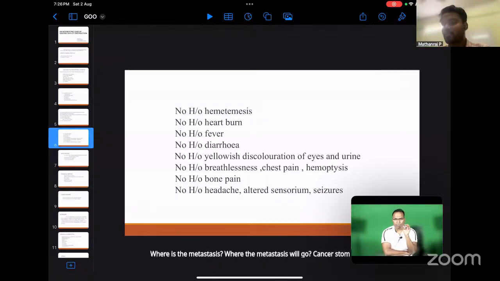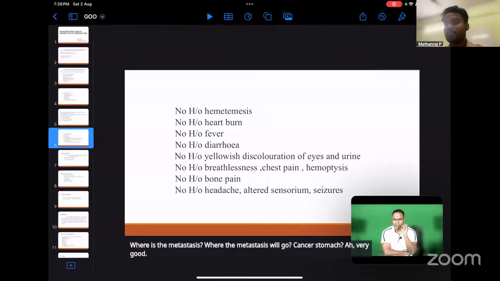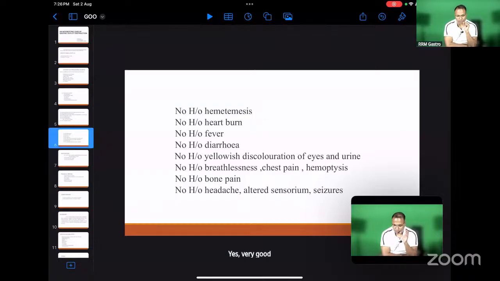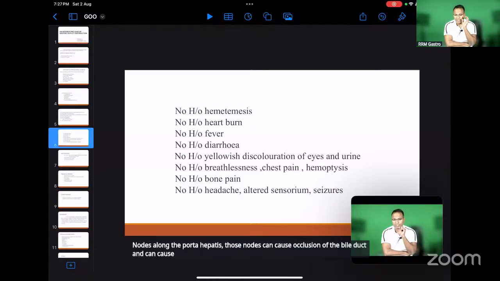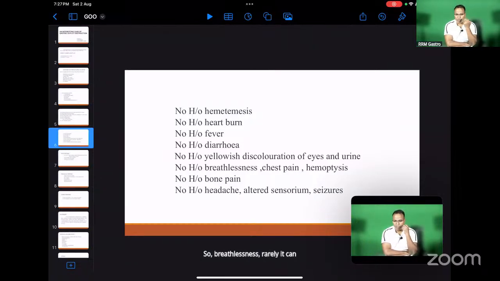The porta hepatis. Very good. Porta hepatis nodes, nodes in the hilum, nodes along the porta hepatis. Those nodes can cause occlusion of the bile duct and cause obstructive jaundice. That is one of the reasons we are asking about yellowish discoloration. Bone pain is not related to cancer stomach because cancer stomach will not produce bone mets, so you can skip that question. Breathlessness, rarely it can cause lung mets, but bone mets are very rare.